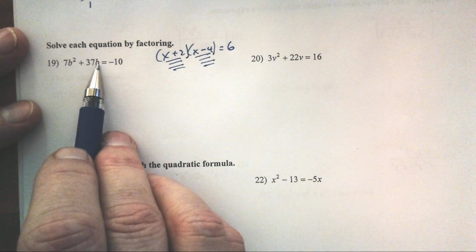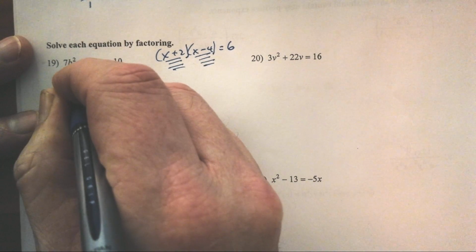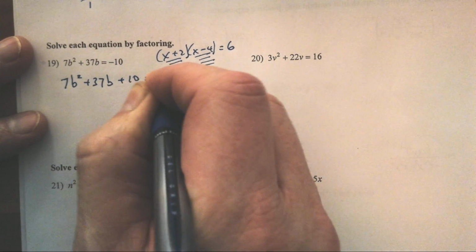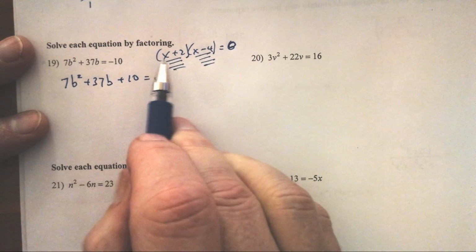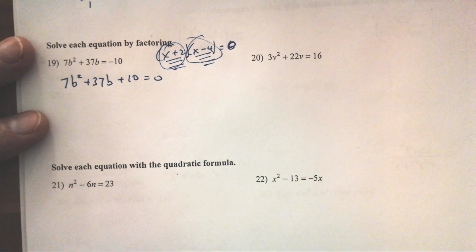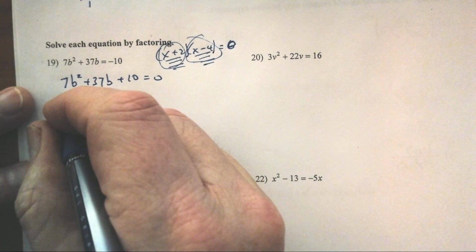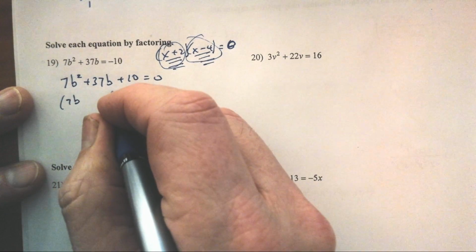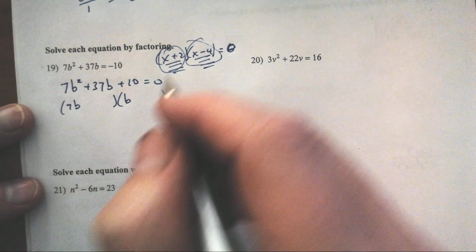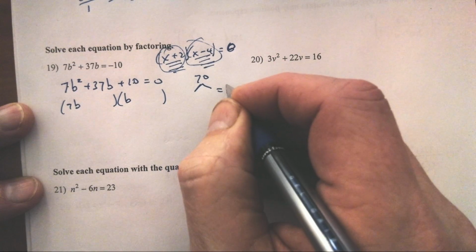So rather than factor b out of these, I'm going to bring the 10 over. And I've got 7b squared plus 37b plus 10 equals 0. See, if this was x plus 2 times x minus 4 equals 0, then I know that one of those two numbers must be 0. So I need to try to factor this beast. Well, if it factors, it's going to be 7b and b. And now I've got factors of 10. I need factors of 7 times 10, 70, that add up to be 37.